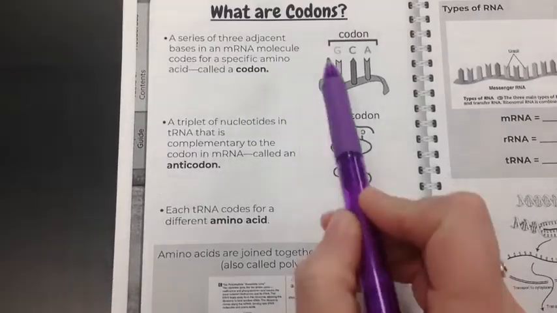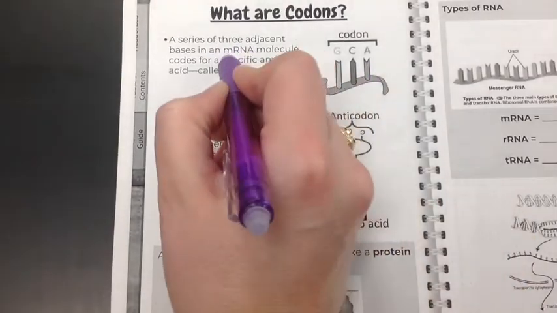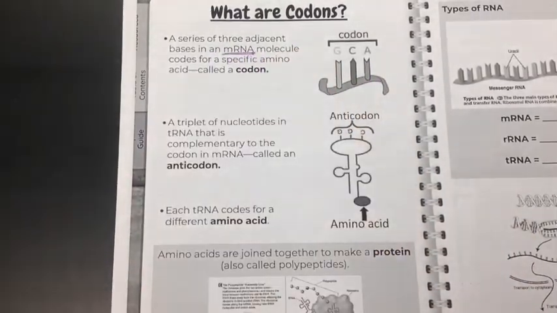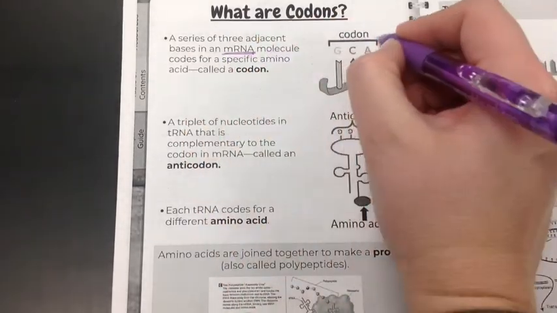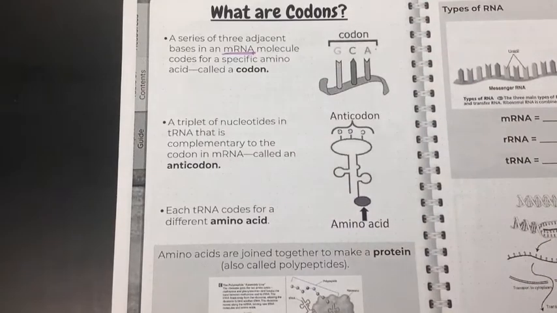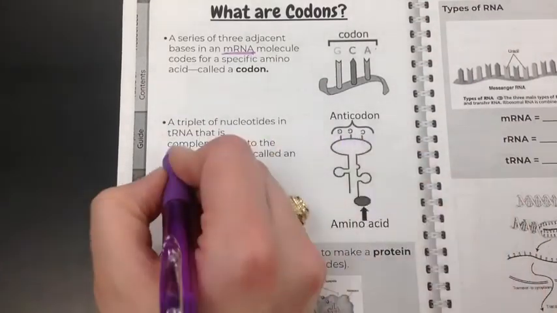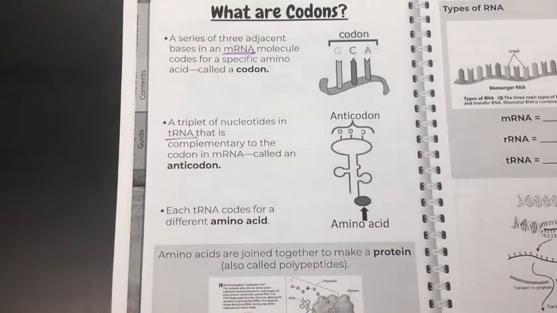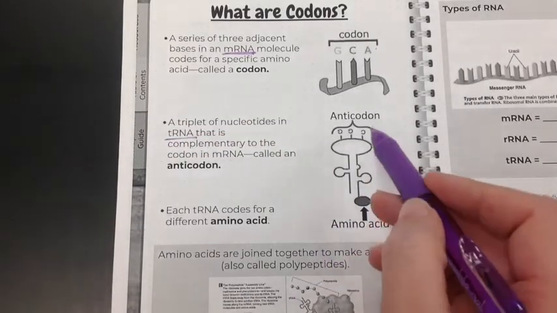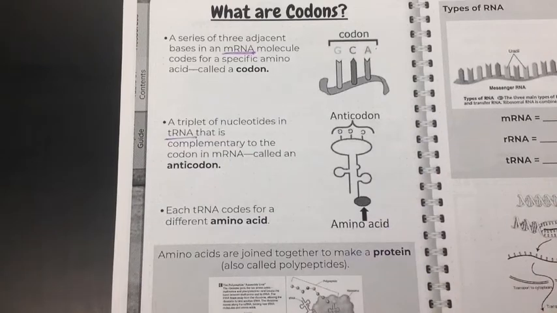A codon is a 3-letter code that's part of mRNA. An anticodon is also 3 letters, but it is part of tRNA, and that attaches to an amino acid. When you put amino acids together, they make a protein, but sometimes we call them polypeptide bonds.